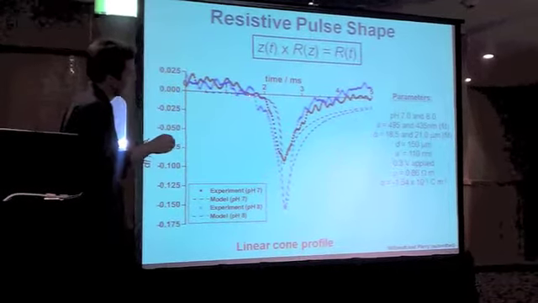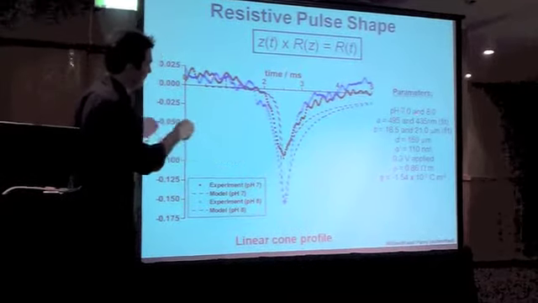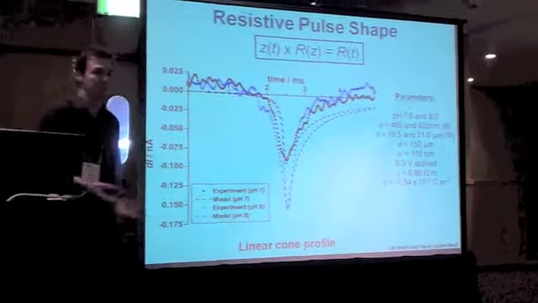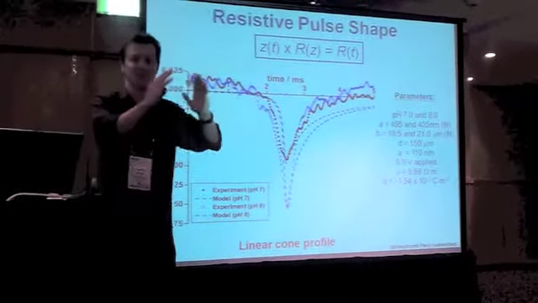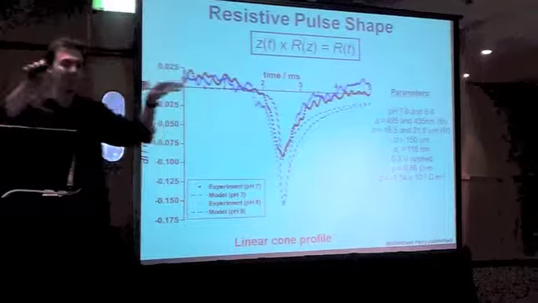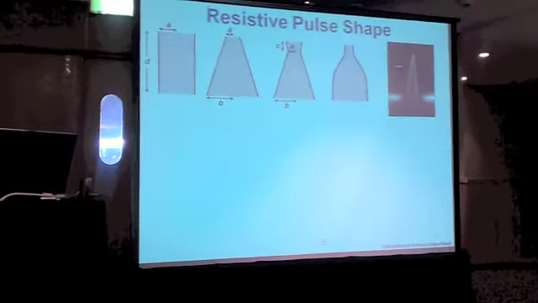But the problem here is the asymmetry is too great. This side is too steep and that side is too broad compared to the experimental data. This is easy to expect because with a linear cone, you've got extreme asymmetry. It has a discontinuity on one end where you go from infinite half space into a cone.